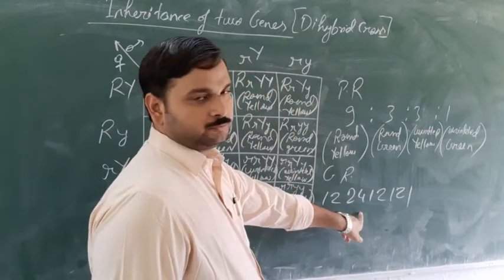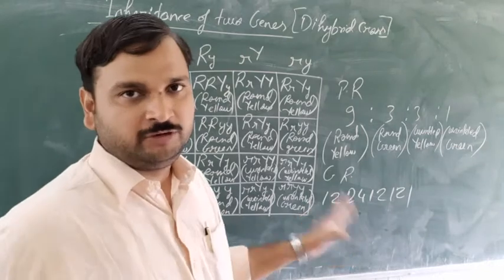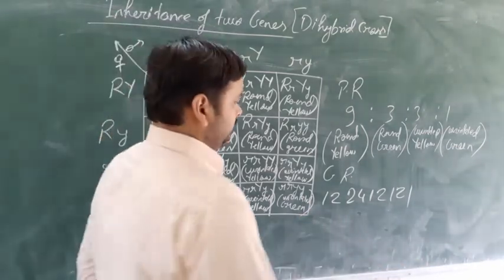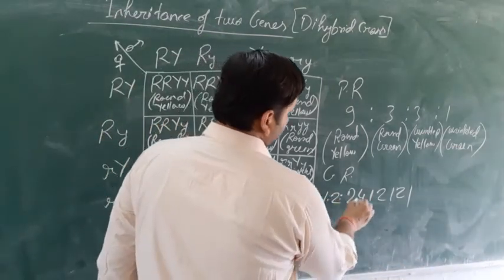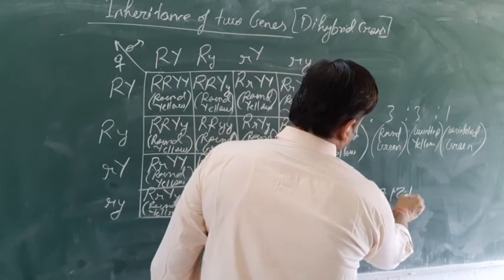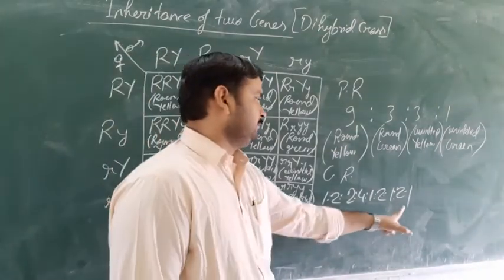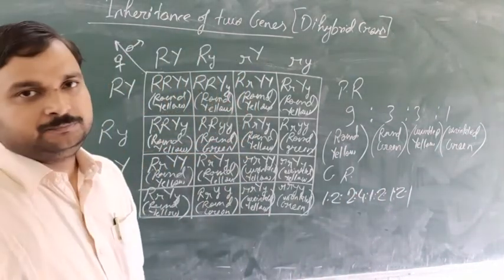12, 24, 1, 2, 1, 2, 1. And you just have to put a ratio between all of them. If you count them, it will come to 16, because 16 genotypes are there. Okay.